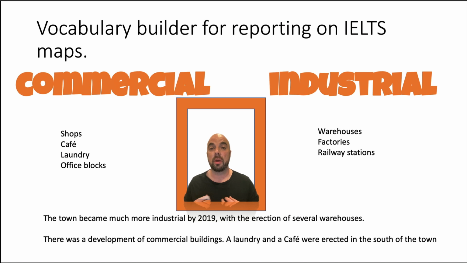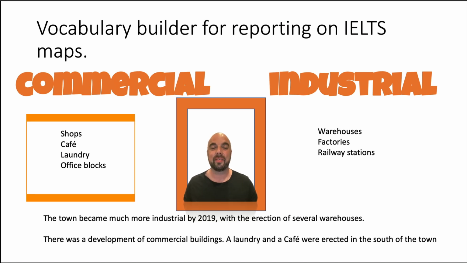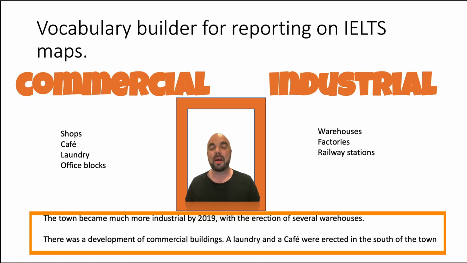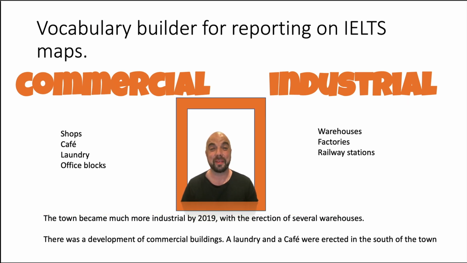We could also talk about commercial facilities, things such as shops, cafes, laundry, or office blocks. And we could use industrial. Industrial is things like warehouses, factories, and railway stations. The town became much more industrial by 2019, with the erection of several warehouses. There was a development of commercial buildings. A laundry and a cafe were erected in the south of the town.